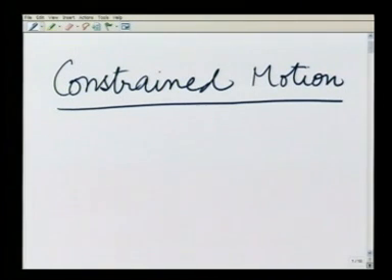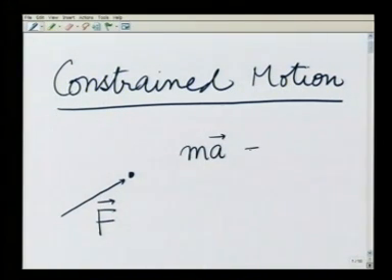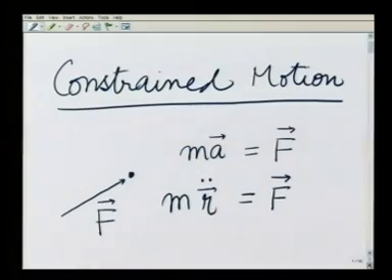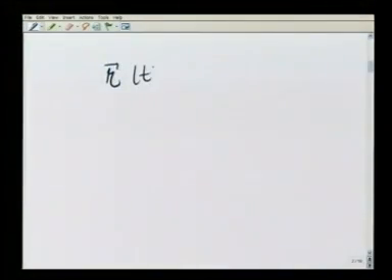Suppose there is a particle that is moving under the influence of a force F, then its motion is described by the equation of motion, given as ma equals the applied force, where m is the mass of the particle and a is its acceleration. Written in terms of its coordinate, I can write this as m r double dot equals F, where double dot denotes the second derivative with respect to time. Of course, if the particle is free to move, that means it can go anywhere. Then I solve this equation and get r as a function of time, given a force.